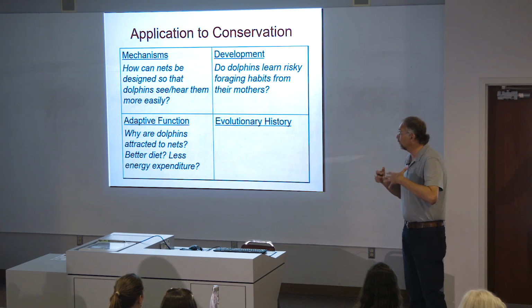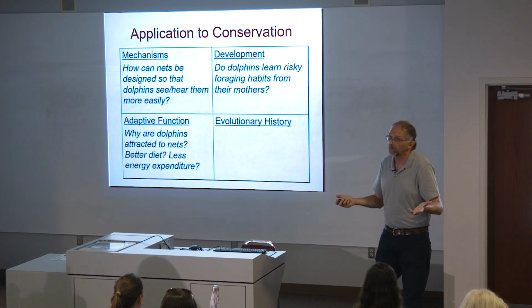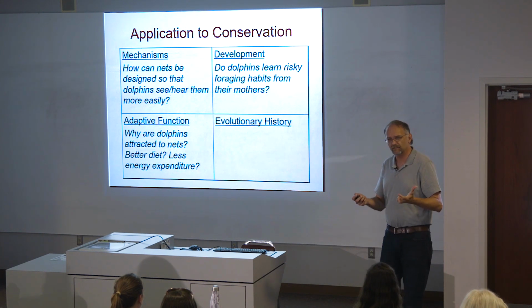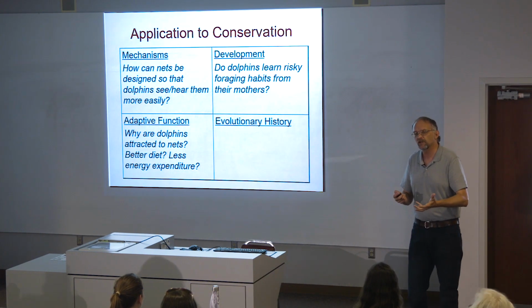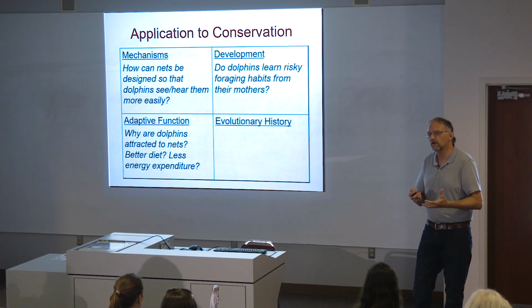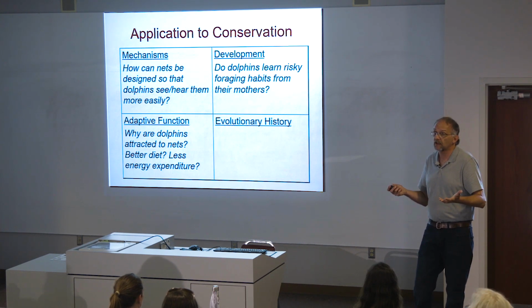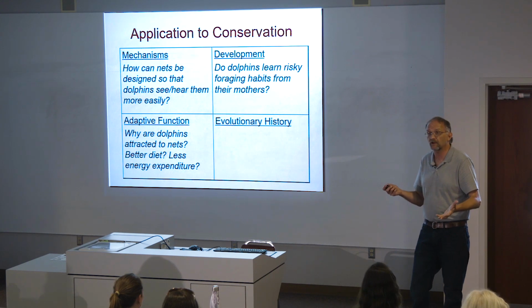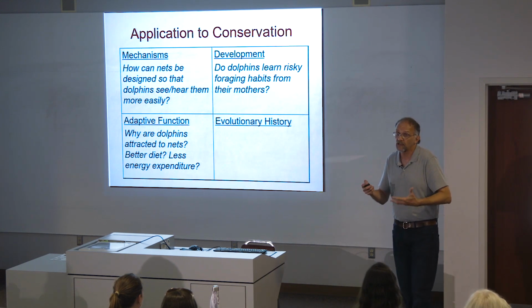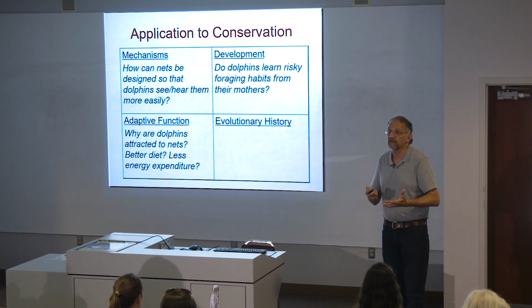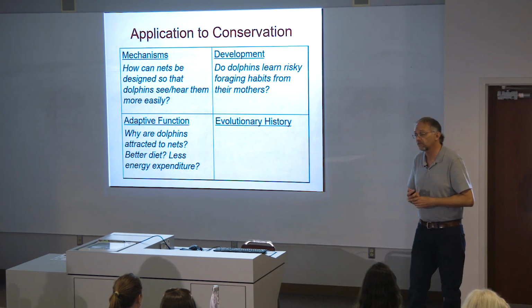We could also ask, why are they going to these nets? Dolphins should be able to catch fish on their own. Are they able to eat different fish that are caught in those nets? Is that why they're going to them? Or perhaps the fisheries in the area have been depleted and they're actually starving, and that's why they're going to the nets. We need those sorts of levels of information.